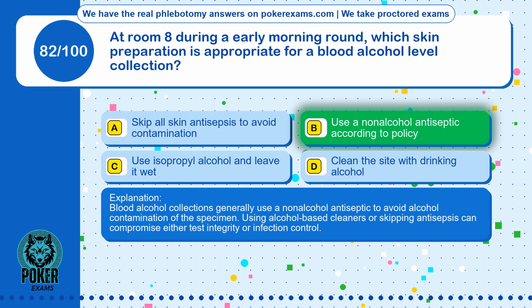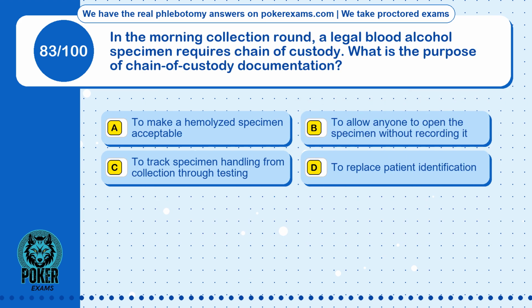Question 83. In the morning collection round, a legal blood alcohol specimen requires chain of custody. What is the purpose of chain of custody documentation? Option A. To make a hemolyzed specimen acceptable. Option B. To allow anyone to open the specimen without recording it. Option C. To track specimen handling from collection through testing. Option D. To replace patient identification.